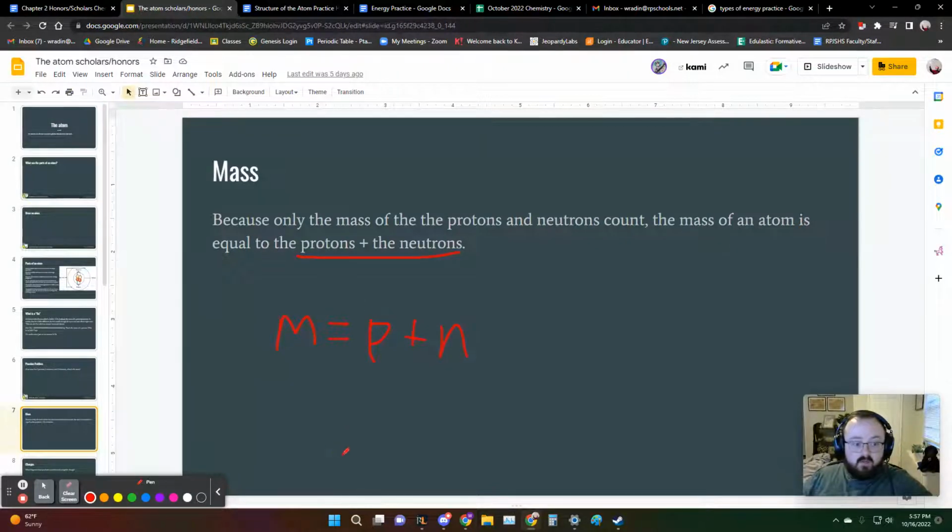Simple enough, right? And we could also say that the mass minus the protons equals the neutrons, or the mass minus the neutrons equals the protons as well. This is just algebraically solving for this equation, an extension of some of the algebra that we did. If I say that the mass is 10 and there's 5 protons, you should be able to tell me how many neutrons there are. It's the same type of idea here.